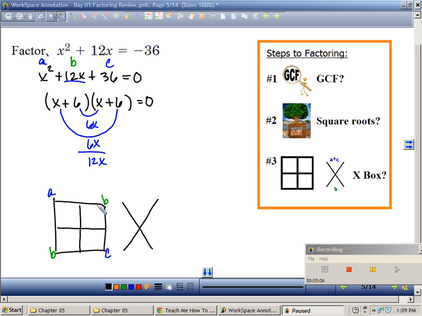Okay? So, A is x squared, that goes here, and C is 36, which makes sense because if I was to fill this out, I'm kind of going in a diagonal fashion here.